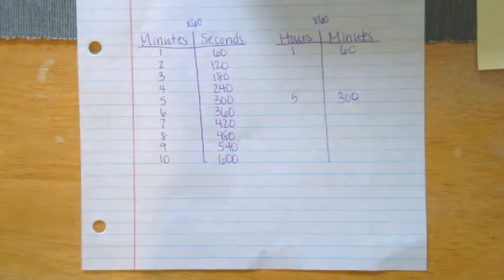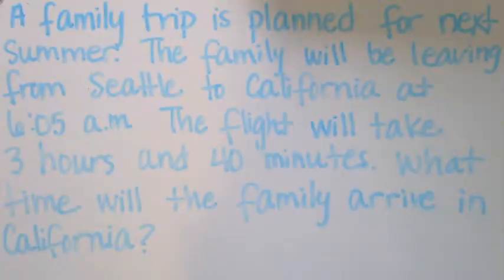All right, so that leads us into our first word problem. We're going to figure out minutes or hours, and I'm going to pause so we can find that word problem real quick. All right, so our first word problem reads, a family trip is planned for next summer. The family will be leaving from Seattle to California at 6:05 a.m. The flight will take 3 hours and 40 minutes. What time will the family arrive in California?